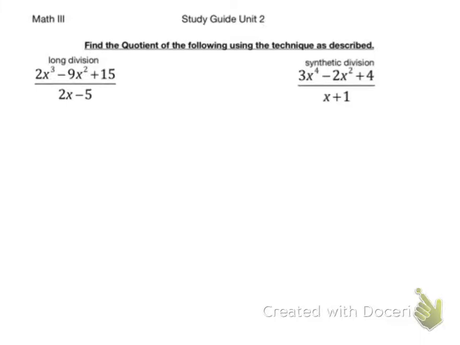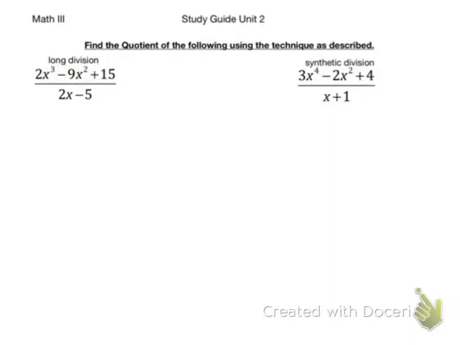Study guide page 5. So now we start our long division, and we're going to have practice with long division and synthetic division. So let's do our long division first. First thing we need to notice, we have x to the third, x squared, but we don't have x. So when we go to do this, we need to make sure that we fill that missing piece in.